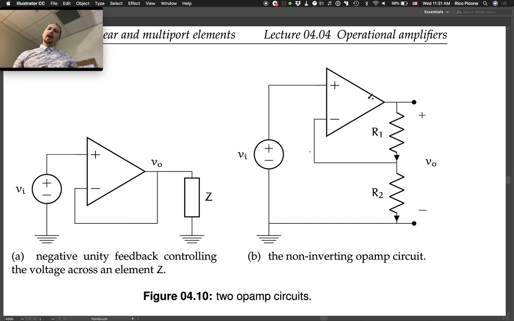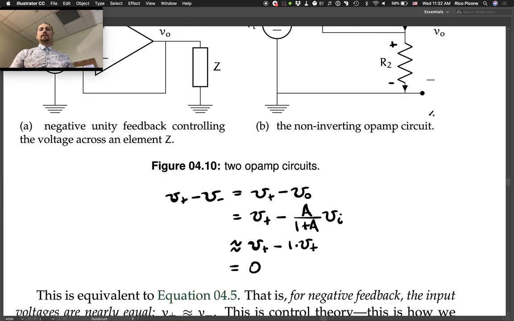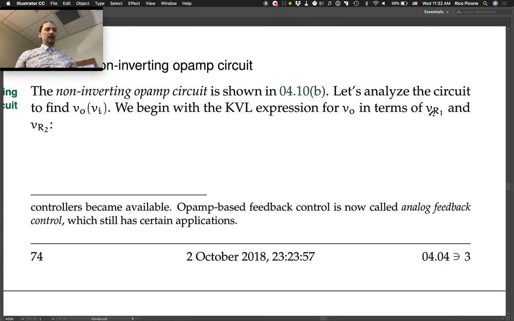if we looked at Vout, we see that this is just VR1 plus VR2, right? This little imaginary loop that we could draw here. So we can write that Vout is equal to VR1 plus VR2.